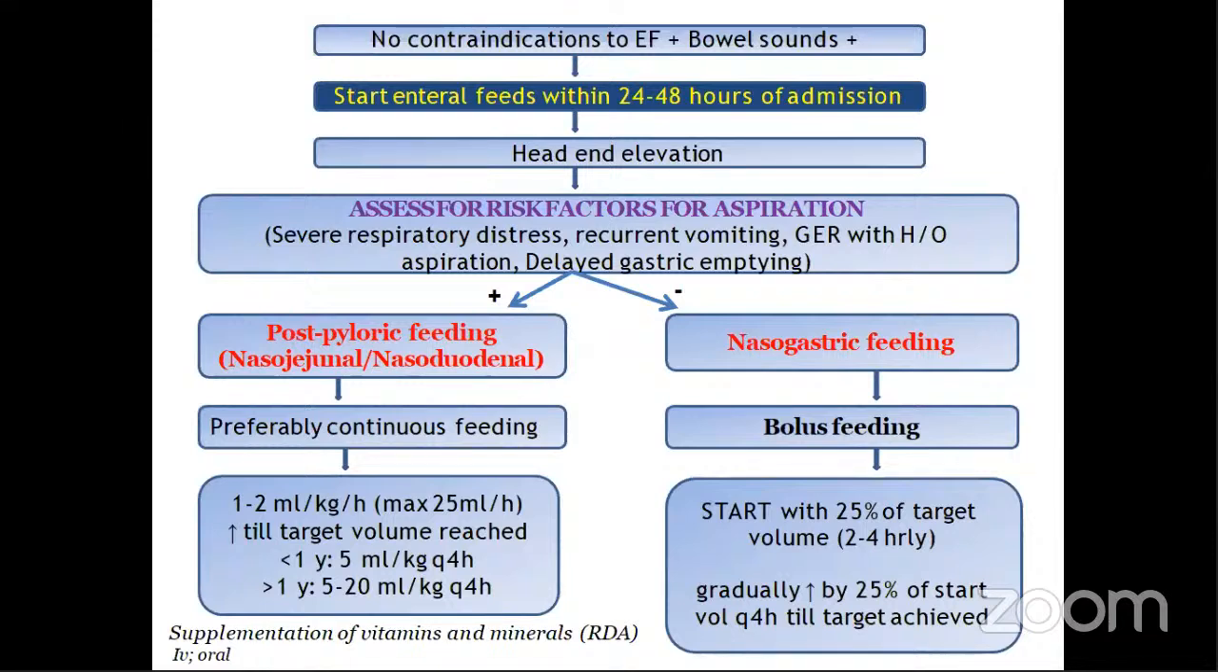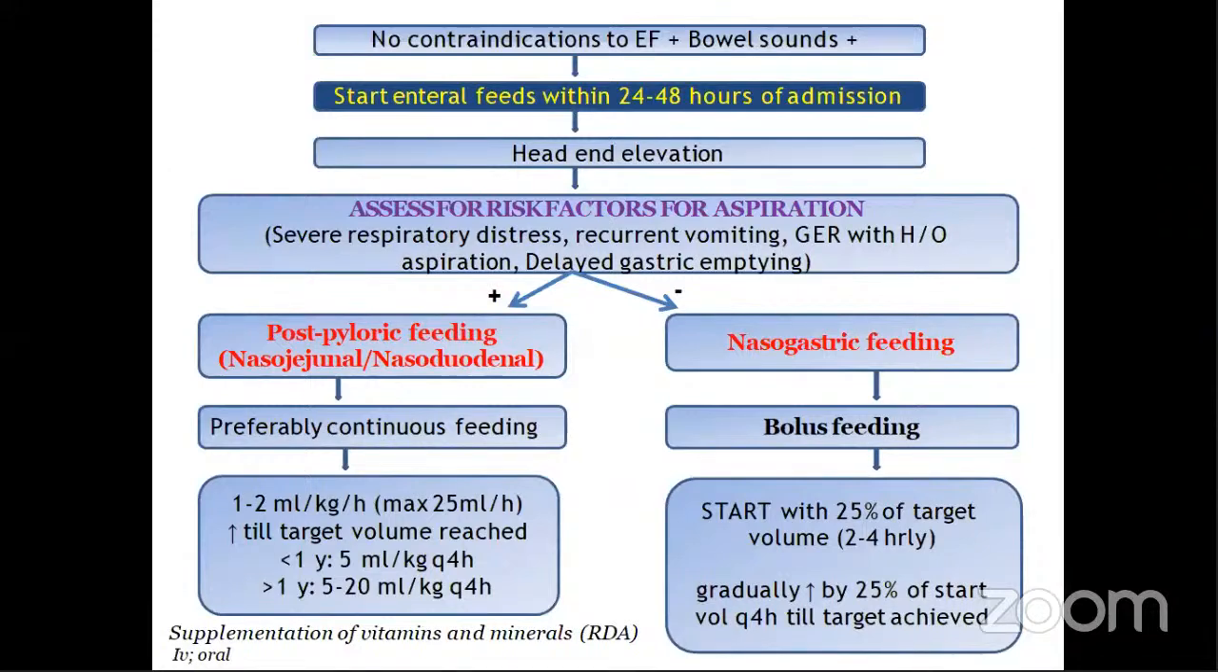Similarly, in post-pyloric feeding, we normally prefer continuous feeding. It is given as a continuous feeding. Here, the start rate is 1 to 2 ml per kg per hour. Suppose the same child with 10 kg weight, so we'll be starting with 1 to 2 ml per kg. That is somewhere between 10 to 20 ml per hour. Maximum we can go with 25 ml per hour.